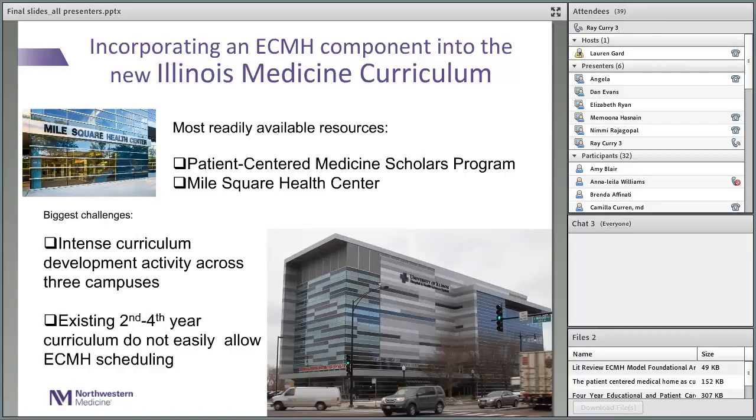Yeah, so we had a little bit of experience with the pilot, and it didn't overlap with other curriculum development and implementation activities quite so much. Here we are in the midst of very intense curriculum development activity across all 3 campuses of the College of Medicine. So it has been difficult to insert this additional factor into some of the planning when admittedly it needs to start as a pilot. The other ramification is that the existing curriculum currently in the 2nd through 4th years, and the first year new curriculum in progress this fall, doesn't allow the scheduling of ECMH sessions very easily.